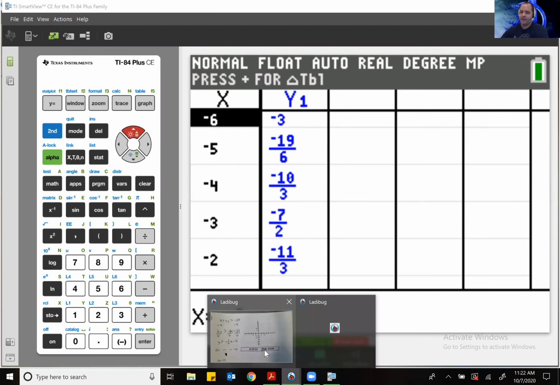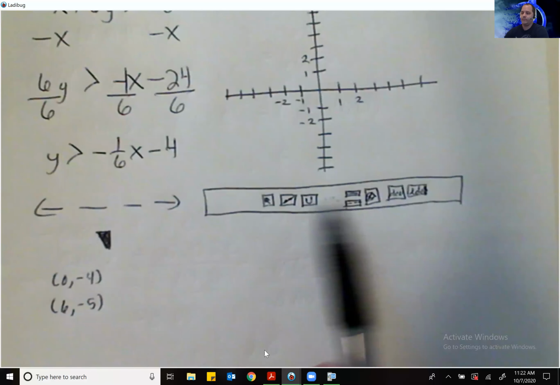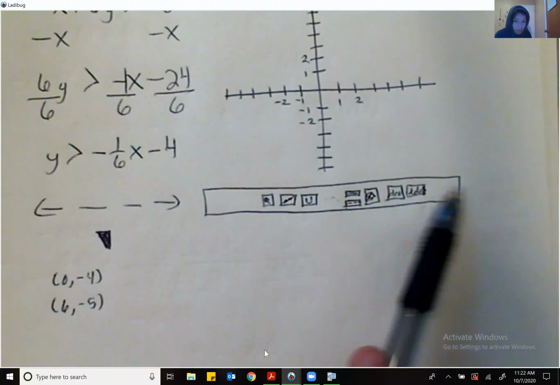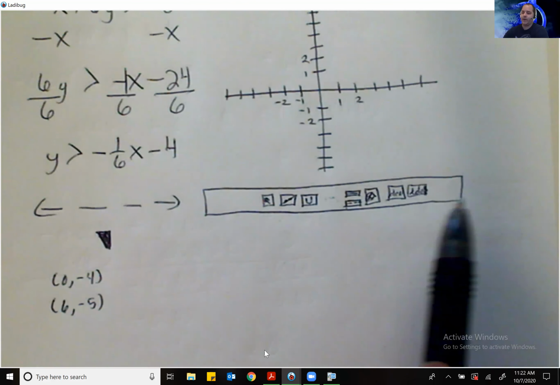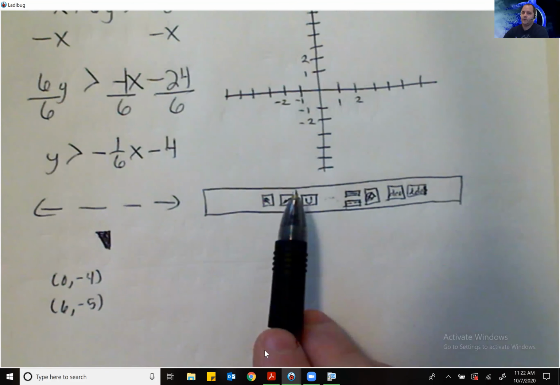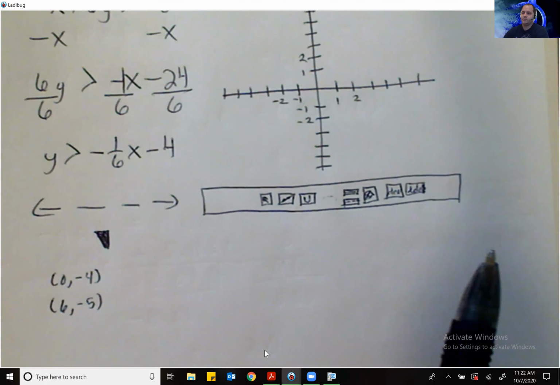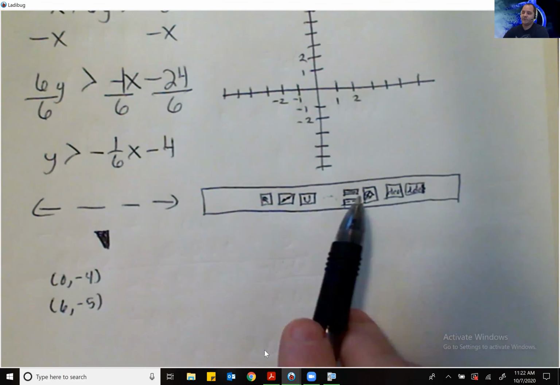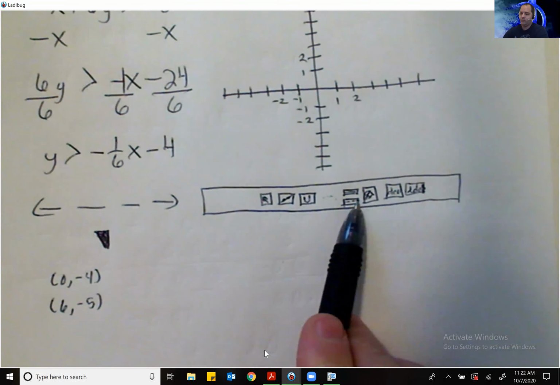Let's go back to my graph. So I click. Now what am I going to do down here? Select the line tool. Okay. Then what else should I select? The dotted line. Because it's a dotted line, we need to make sure that it's dotted. That's important. So you select your line tool, select dotted, and then now, what can we do?